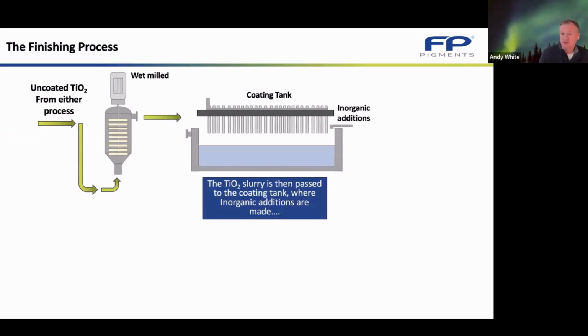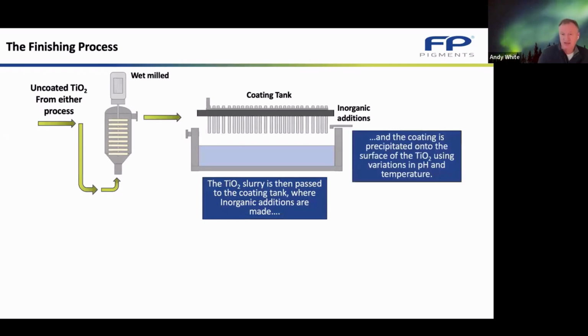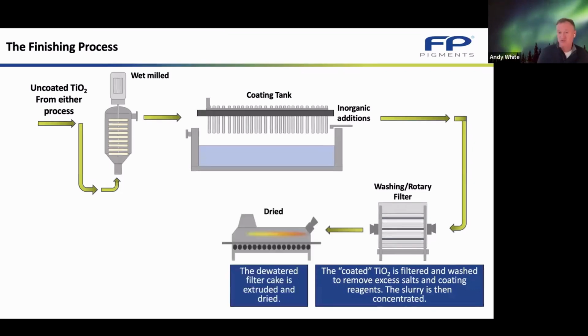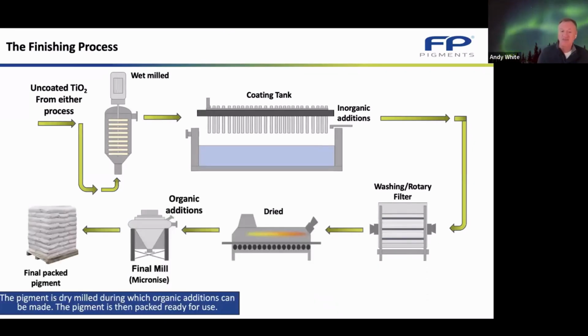You'll then put on the surface treatments in the coating tank, and you'll then have to remove the water, wash it, remove the soluble salts, dry it, and then mill it again before you pack it. But this back-end process is the same for both the sulfate and chloride process. But it's not altogether surprising that a titanium dioxide plant, therefore, is quite big, quite expensive, and requires a lot of investment to make.